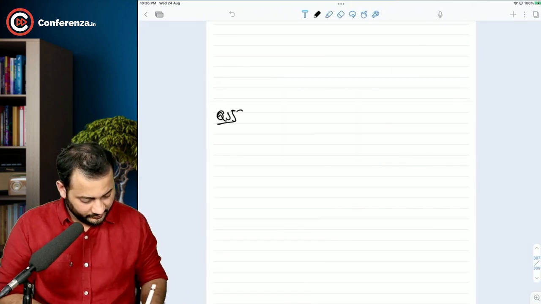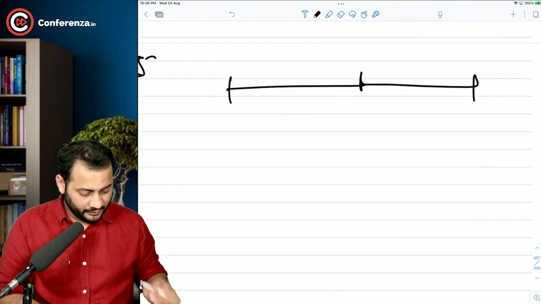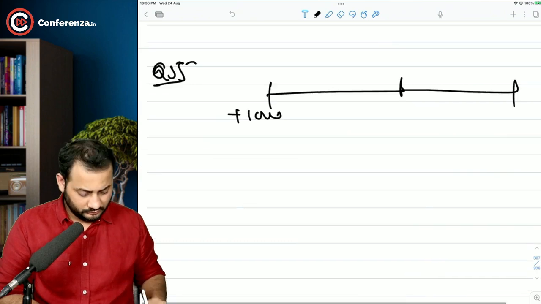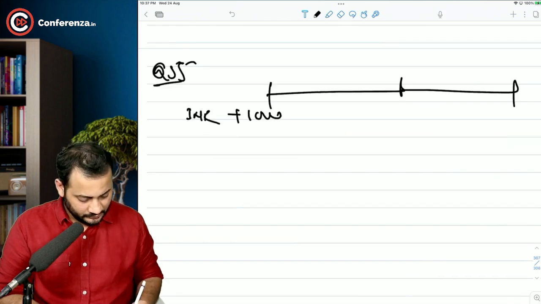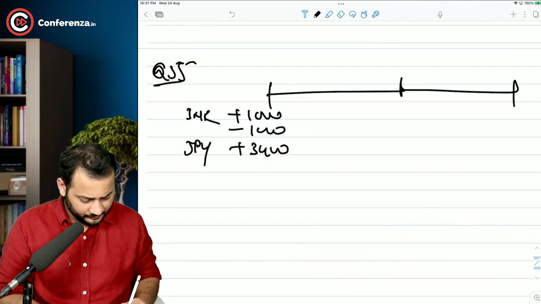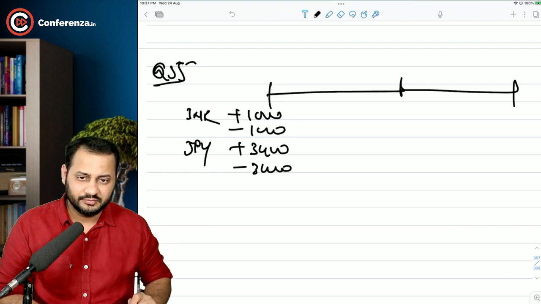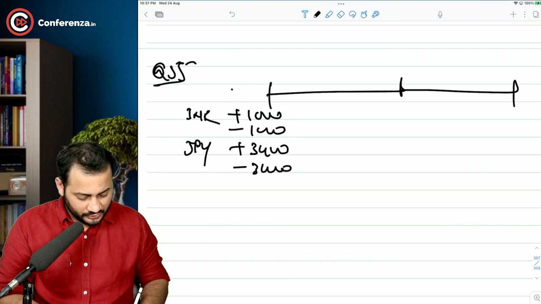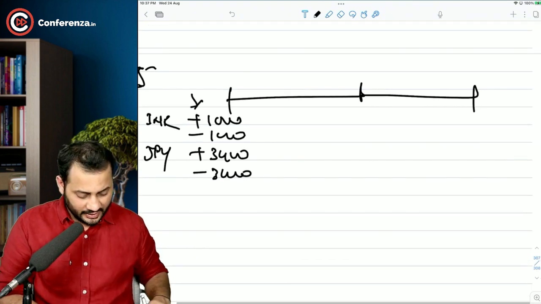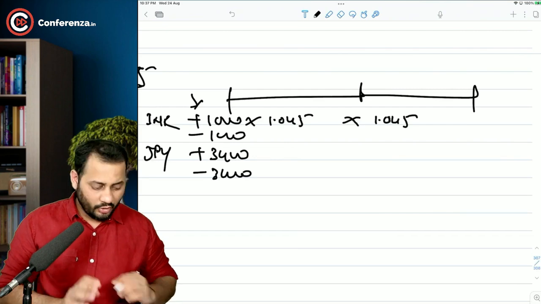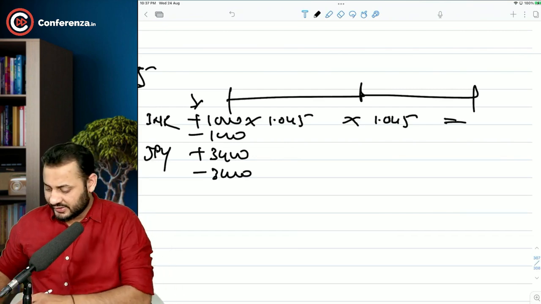Question number 55. This is the timeline. You will borrow 1000 lakhs in rupees. You will sell that, buy 3400 lakh Japanese yen, and pay 3400 to the party, and he will send the machine. That is how it is going to go. So this will carry interest of 1.045 for the first quarter and 1.045 for the second quarter. Just multiply. All the payment has to be made at the end of the 180 days.